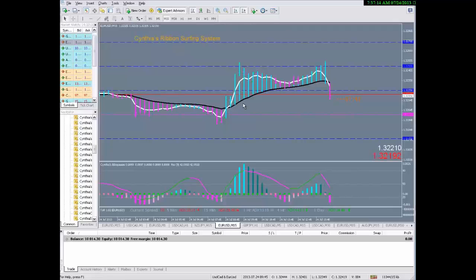In this case, we have the black line is an 89 moving average and the white line is a 21 moving average, and it draws the ribbon fill here for you, and I've color coordinated it with the trend bars. So in the upper main window, you can see that we have a cross of the white line going above the black, and the bars are aqua, so that would be a long entry.